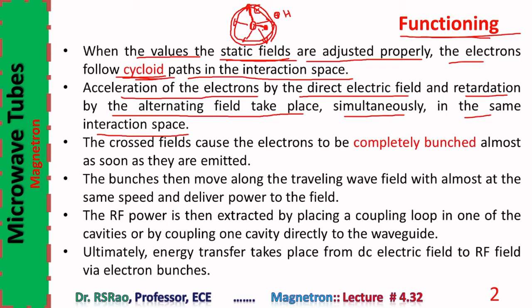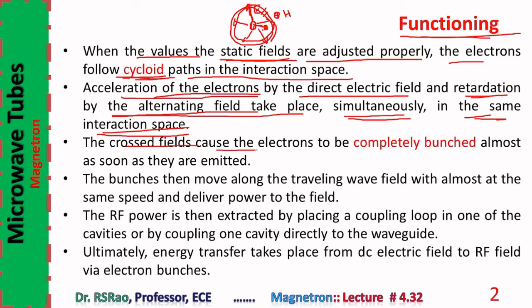The point here is acceleration of electrons, that is giving energy to the electrons by the static electric field, and retardation of the electrons by the alternating field, that is transferring energy to the rotating RF field by the electrons. These two take place simultaneously in the interaction space.